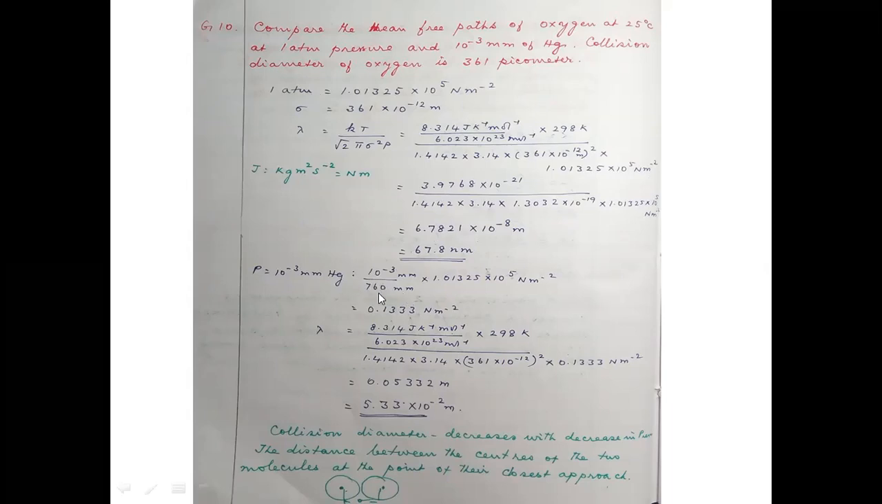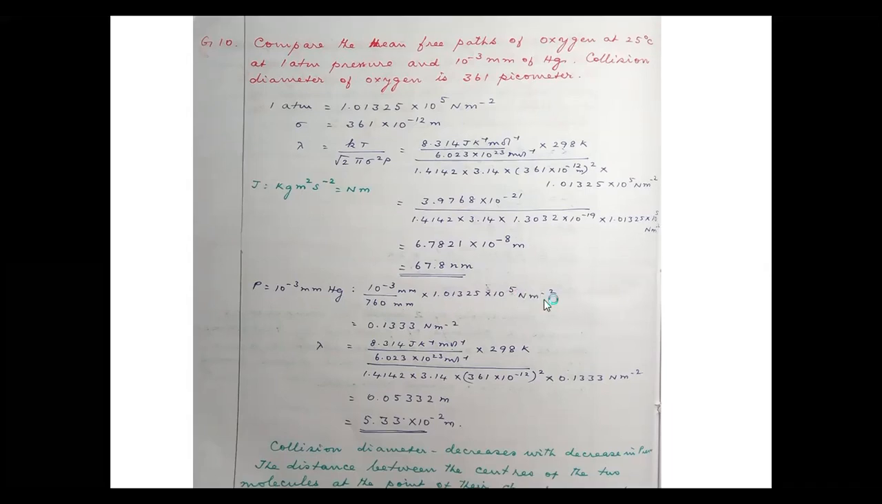So 760 millimeter is equal to 1.01325 into 10 power 5 Newton per meter square. So 10 power minus 3 divided by 760, into 1.01325 into 10 power 5 Newton per meter square, will give you the corresponding pressure in Newton per meter square. It comes to around 0.1333 Newton per meter square.